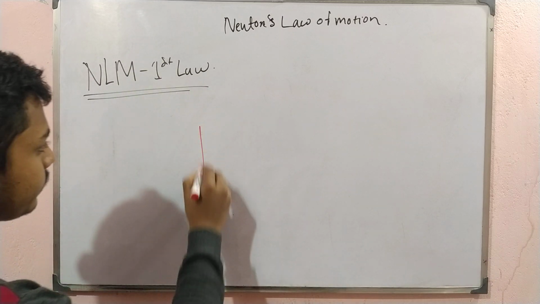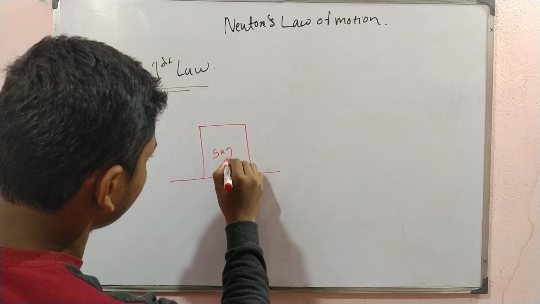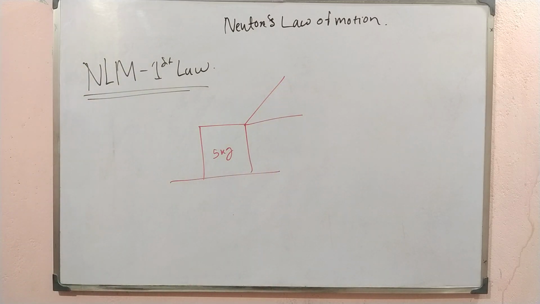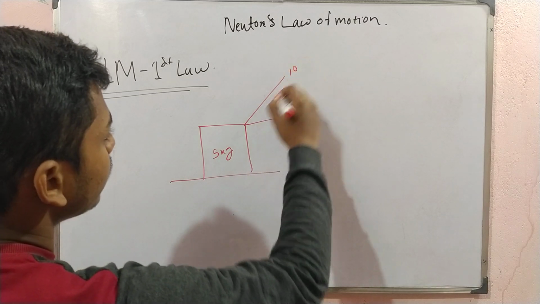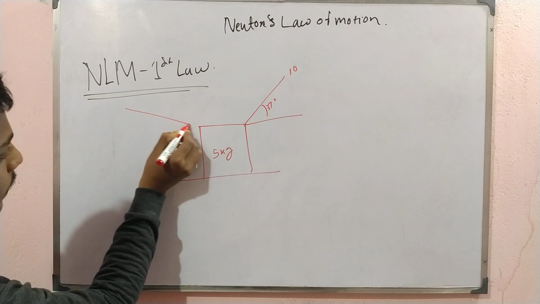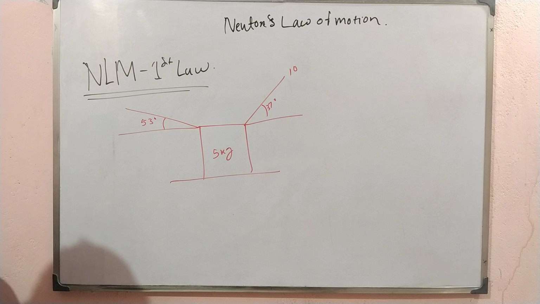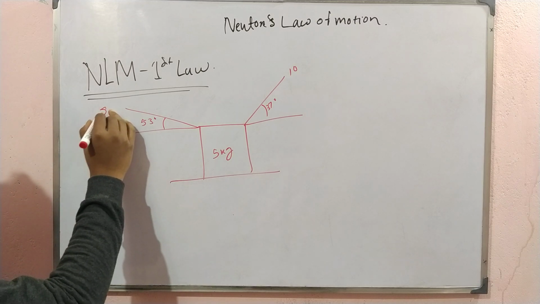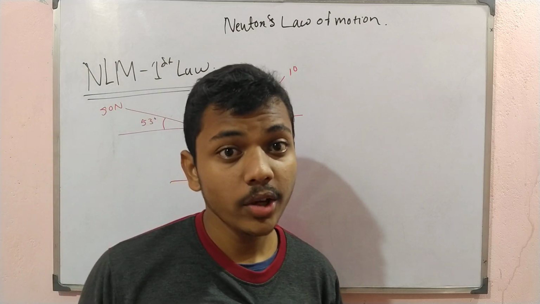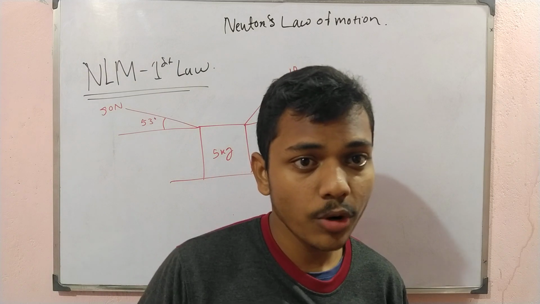Here I will take a block of mass 5 kg. I have applied a force of 10 Newton at an angle of 37 degrees. There is also a force of 50 Newton at a 53 degree angle. So how can we find the body's equilibrium? Everybody should know how to find the components of the forces.